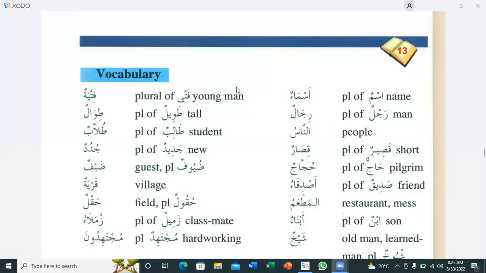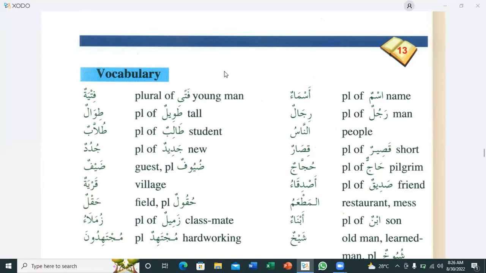Mujtahiduna. Mujtahid, mujtahidun. Fityatun. Fityatun is, I don't know. Fatan. Singular is fatan. Okay. Now Sabina. Yes, ma'am. Tell me the plural word of hukulun. Hukulun is plural, ma'am. So yes, the right answer is hukulun is already plural.